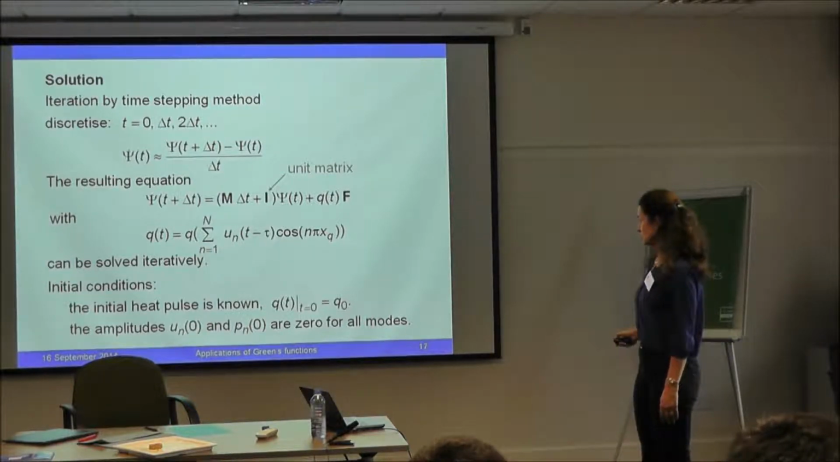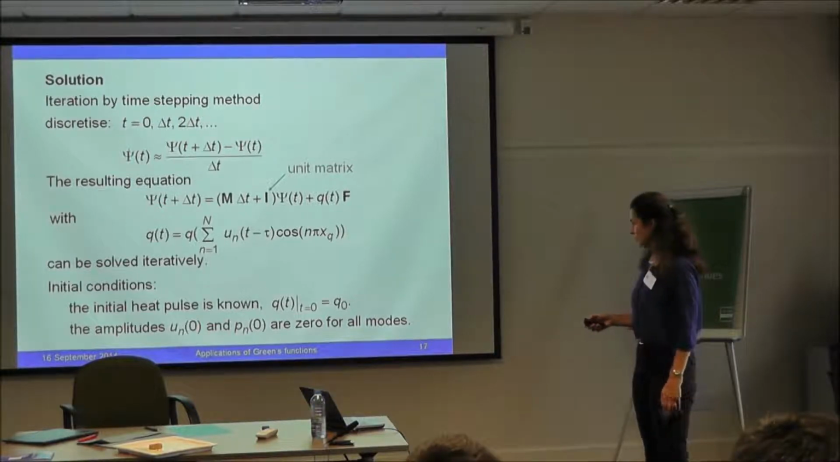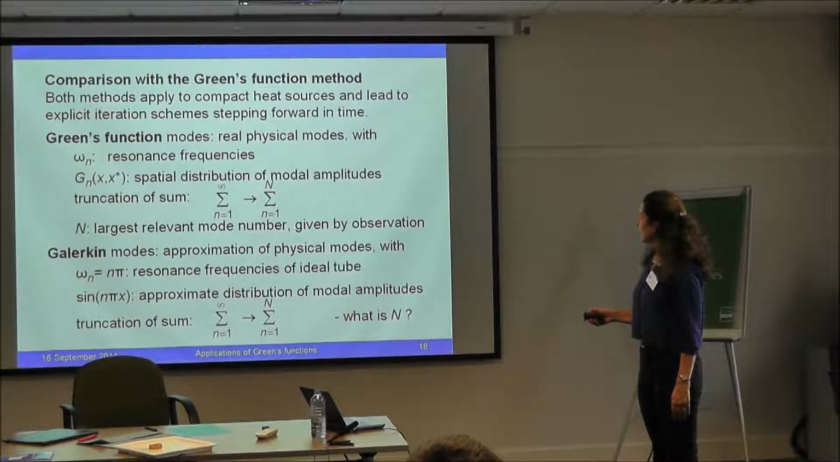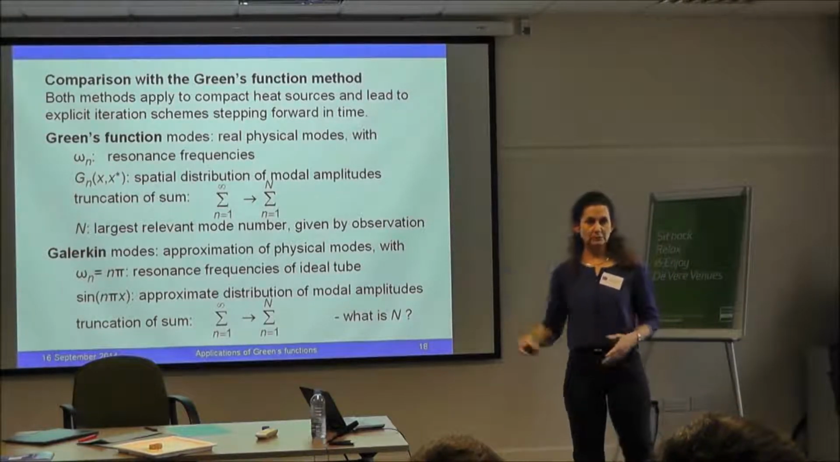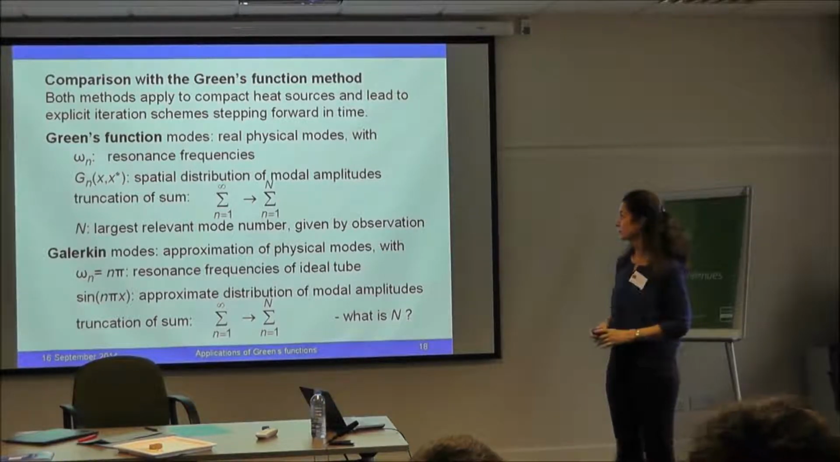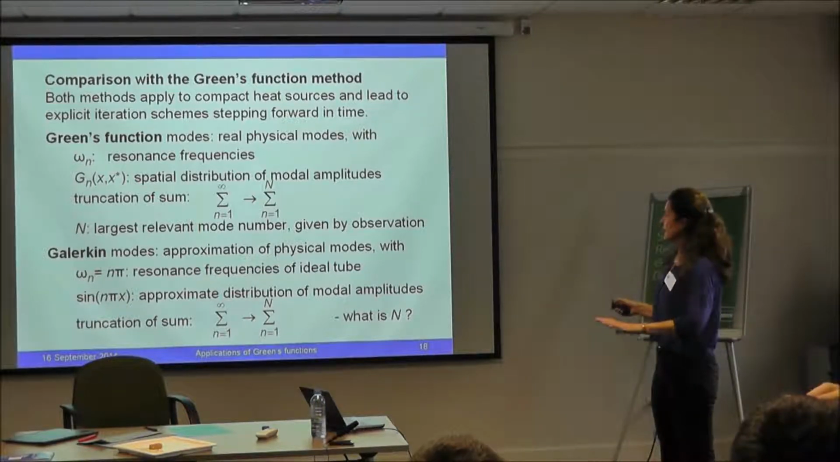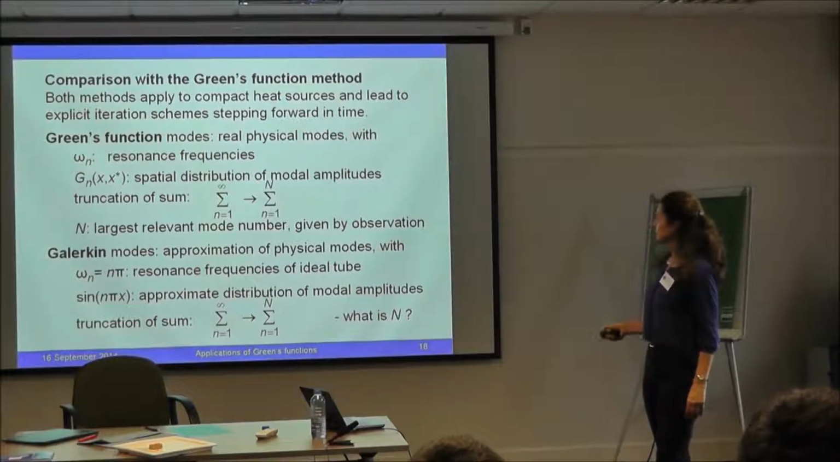You also need initial conditions. You need to know the initial heat pulse. You need to know the initial amplitudes, un and pn, or rather, it's easiest to assume that they're just 0. And then you can perform the iteration and produce plots, time histories, just like I did with the Green's function method. And in this slide, I want to compare, contrast the two methods, the Green's function method with the Galerkin method.